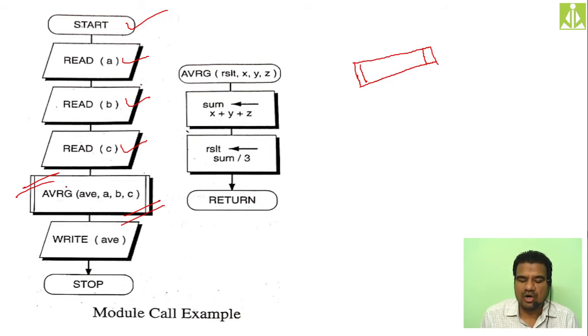So whenever you have a module call symbol, there will be a separate flow chart with that same module call name. Okay, a module call will have a label, like over here avrg is the label for this module call. So immediately whenever you see the module call inside the flow chart, you have to look for a sub flow chart of that same label. So over here our label is avrg, so we are looking for avrg subflow chart.